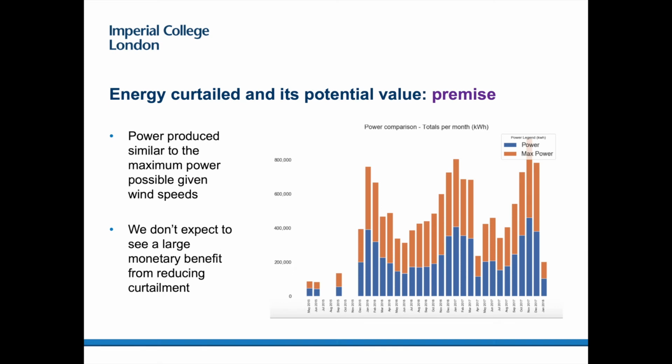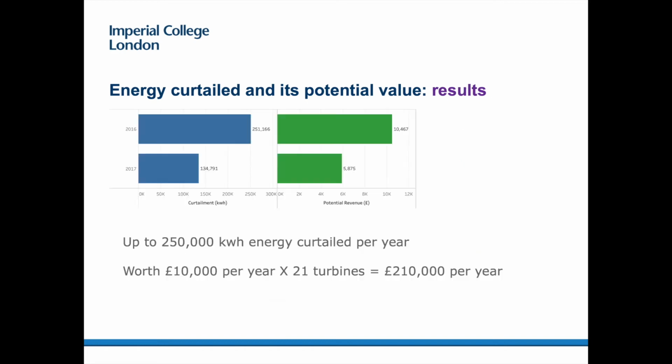To look at the energy curtailed and work out its value, we determine the actual maximum power based on wind speed, shown here in orange in the stacked bar by month. We found that the maximum power is quite close to the actual power that was produced. This led us to believe that we're probably not curtailing that much, and we are probably not going to see a large monetary benefit from reducing this curtailment. But let's see if our intuition was right.